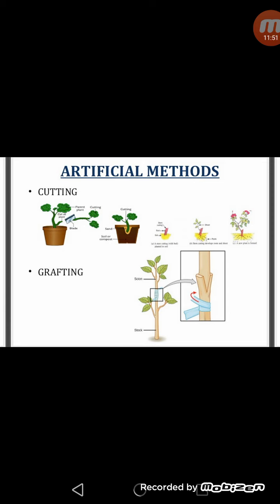Now there are many advantages of grafting also. By grafting we can get desired varieties of plants, flowers and fruits. Secondly, the plants which cannot be grown easily from seeds or from cuttings can be grown by grafting. So we can say in this we generally join the stem from two different plants.